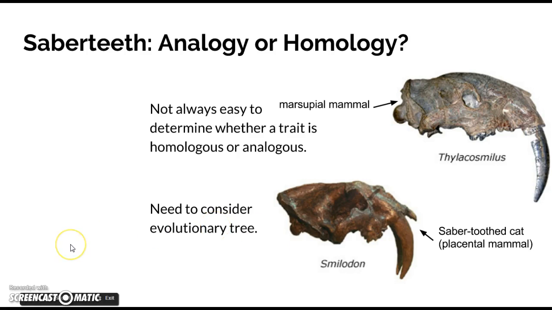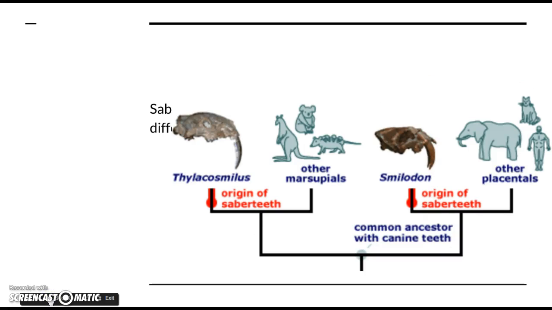Let's look back at the evolutionary tree to see, are saber teeth homologous or analogous structures? So we're looking at just marsupials and placentals. We see that the saber teeth pop up at 2 different times. See how marsupials had branched away from the placentals, and then Smilodon had branched from other placentals, and then Smilodon developed saber teeth. Likewise, on the marsupial end of things, Thylacus similis branched off from other marsupials and developed saber teeth.